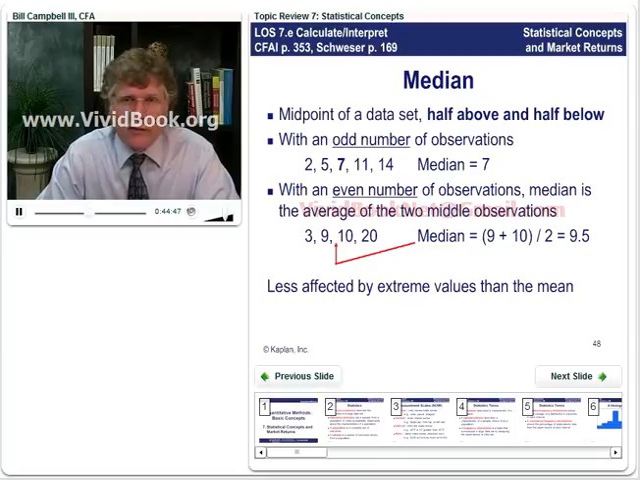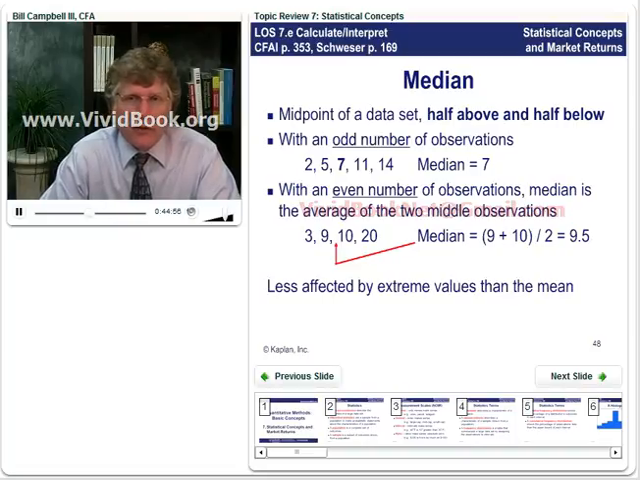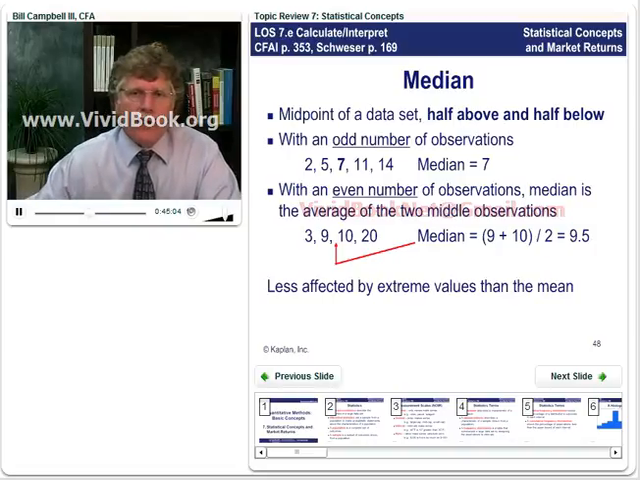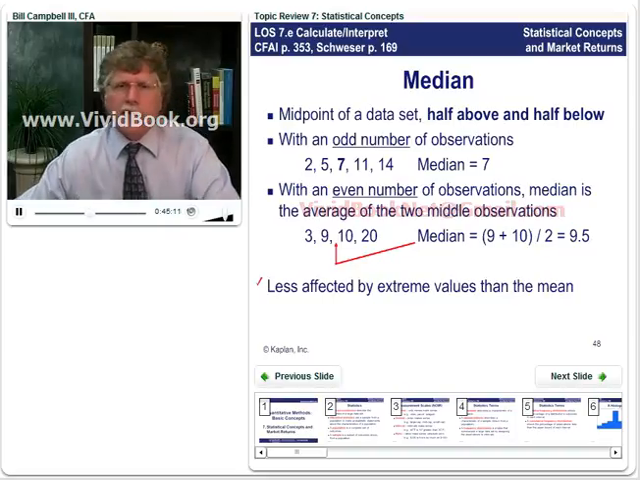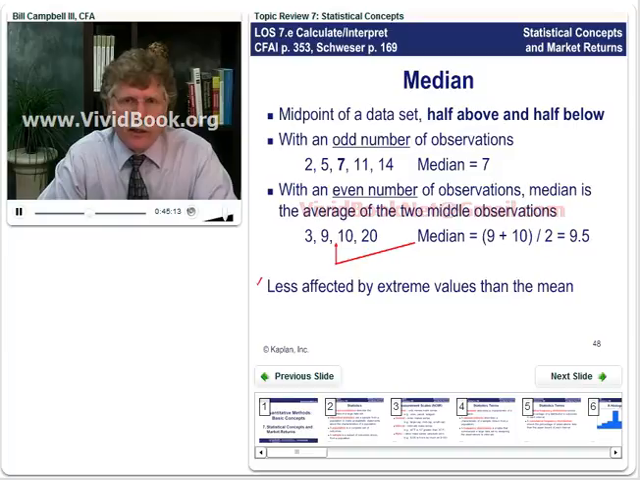If they give you a list and they're not in order, don't make the mistake of simply grabbing the one in the middle or averaging the two in the middle. Put them in order first. Notice the note on the bottom. This is less affected by extreme values. I want you to highlight that. Put a little check mark by that. Underline it. Put a box around it. Less affected by extreme values than the mean.